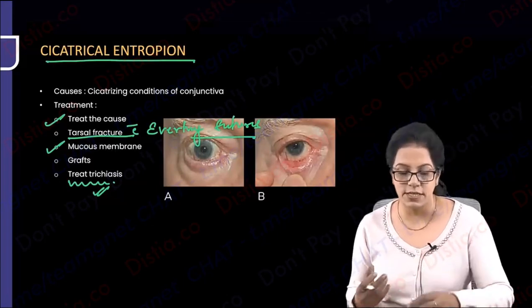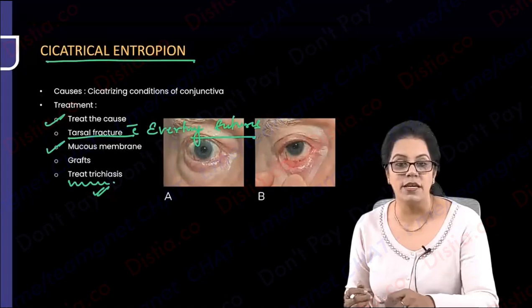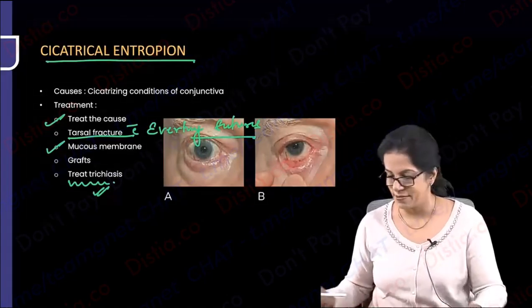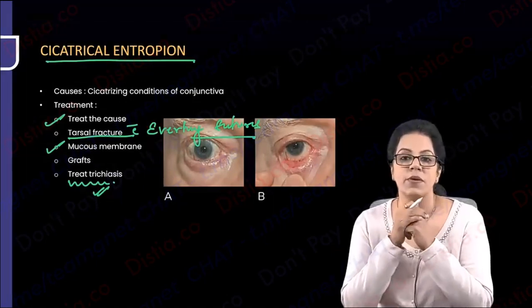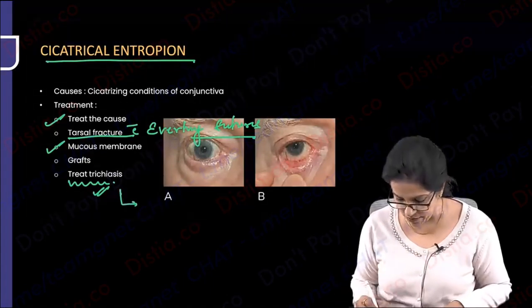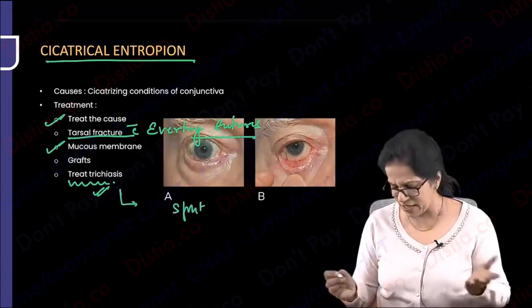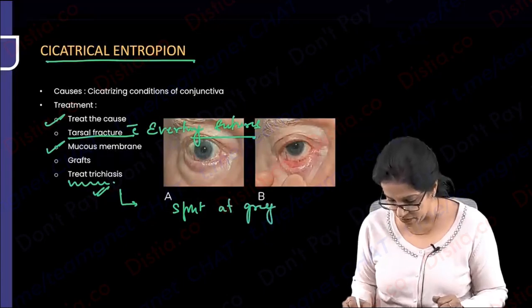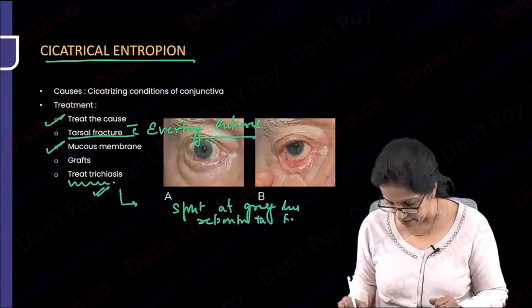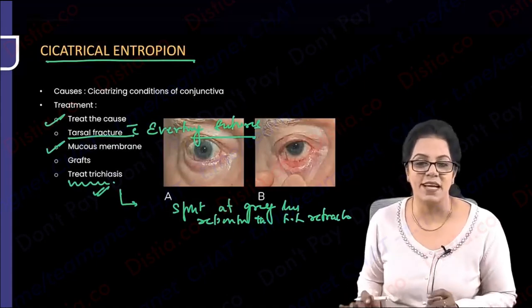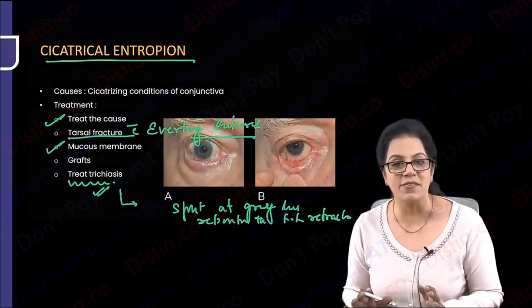Apart from epilation and other methods that you do for the hair, if there is any surgical treatment, what we are doing is splitting at the gray line and repositioning the retractors. I don't think they will ask you, but if you want to write, you can write down splitting at gray line, and then we reposition the lower lid retractors. I think we can ignore this one. This is enough. Tarsal fracture is important, mucous membrane graft, that is enough.